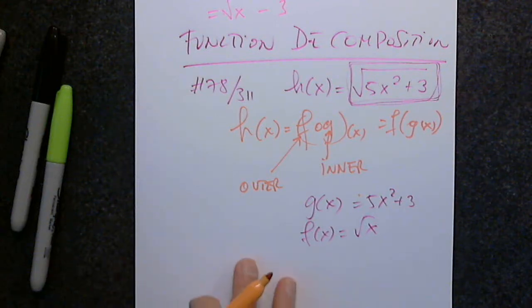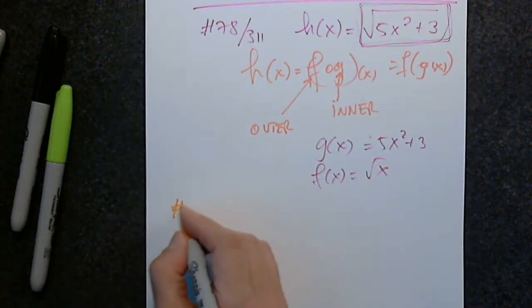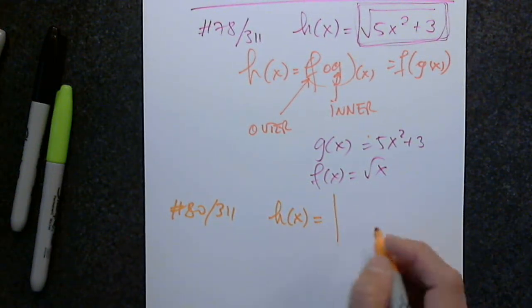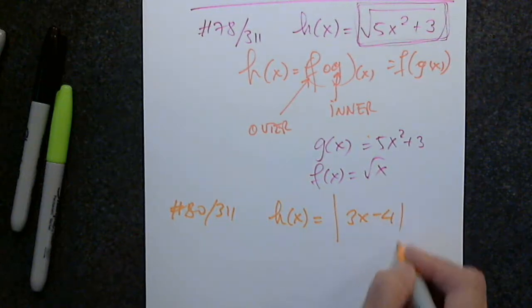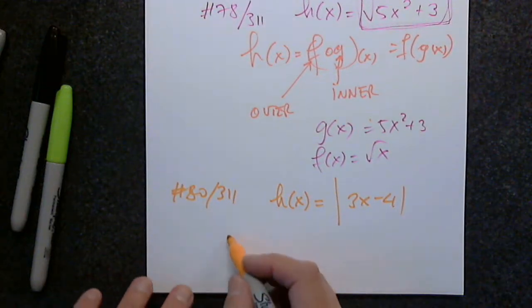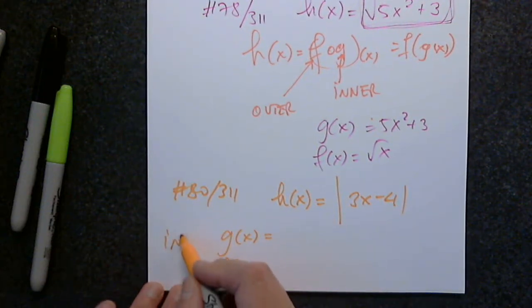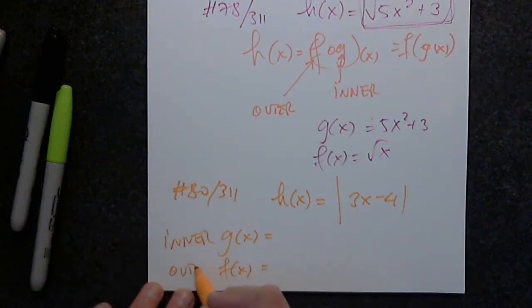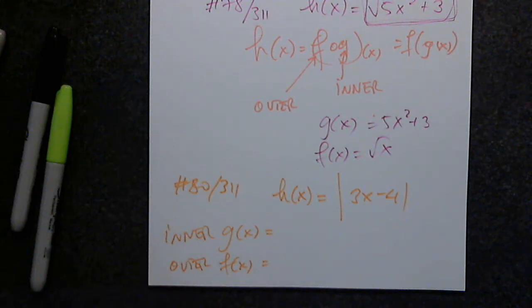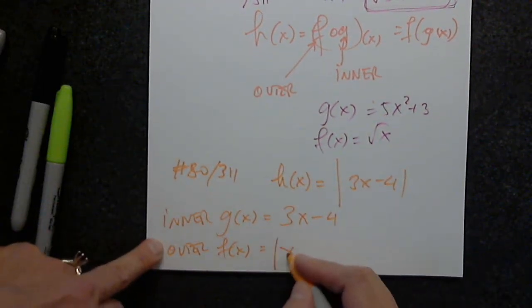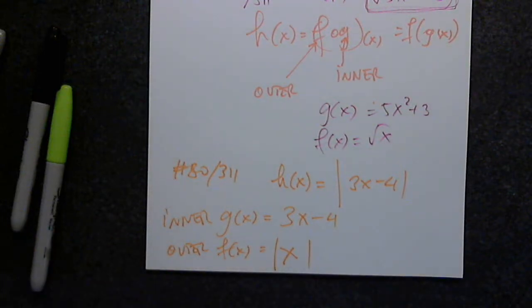So let's look at 80 on 311, the same question. We have h of x, the absolute value of 3x minus 4, and they want us to decompose the function into an inner and an outer. Inner, outer. What would you say? 3x minus 4 will be the inner. Indeed, excellent. The absolute value of x will be the outer. Excellent. Well done.